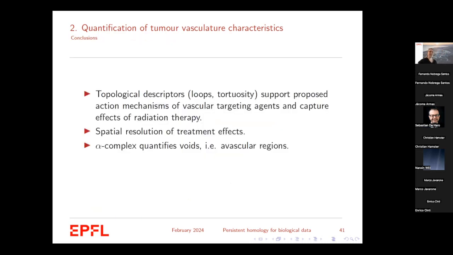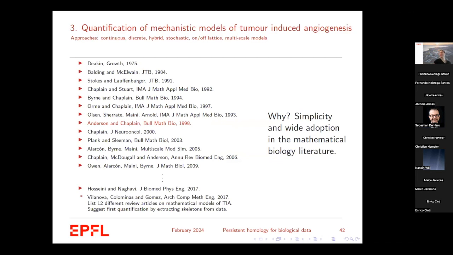Okay, so we saw that topological descriptors support the proposed action mechanisms of vascular targeting agents and can capture effects of radiation therapy. We can spatially resolve these, and the alpha complex can quantify voids, so avascular regions. And so now we thought, how about those mathematical models? Can we use similar approaches here?